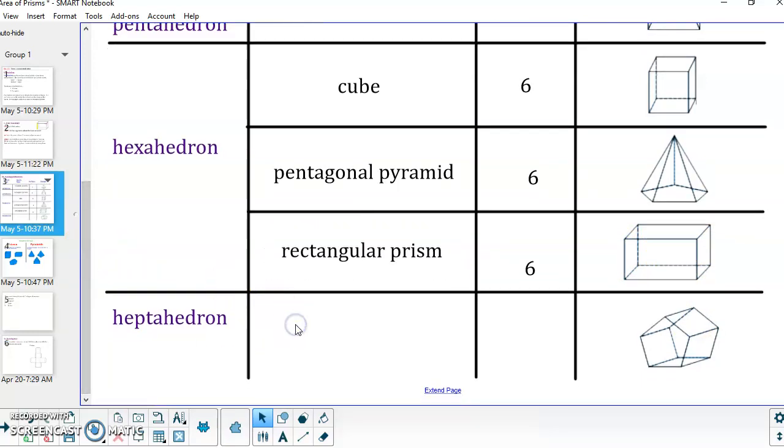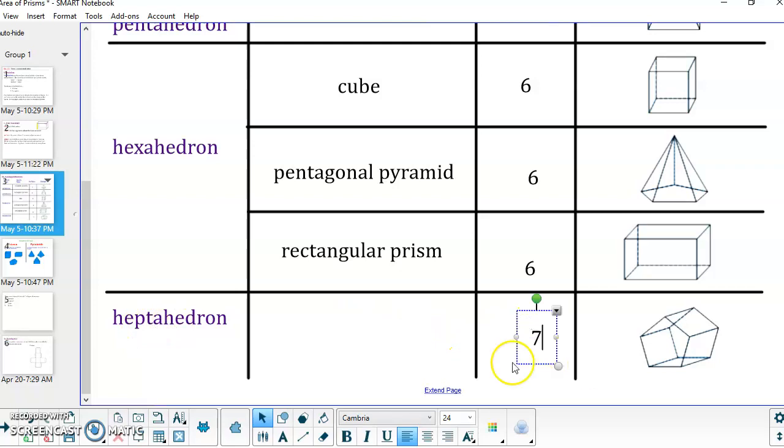In this last example, a heptahedron. So hepta, that prefix means 7. So this one's going to have 7 sides. And if I look here at my faces, this shape here is a pentagon, and then I've got all these rectangles. Well, to figure this out, with prisms, their bases are parallel, so you can kind of pick it up by those parallel bases.